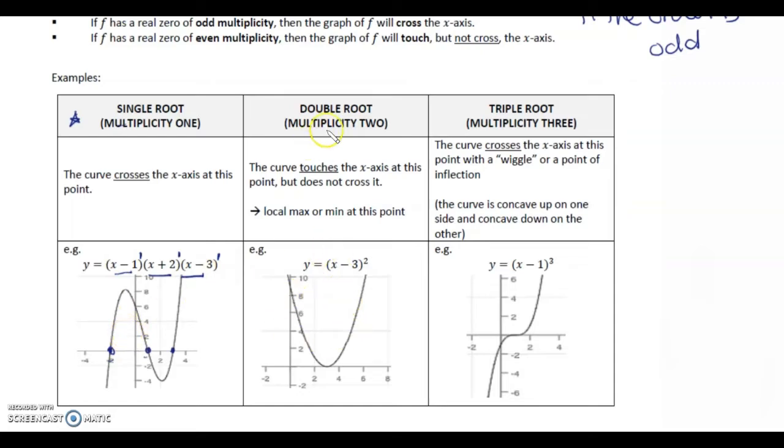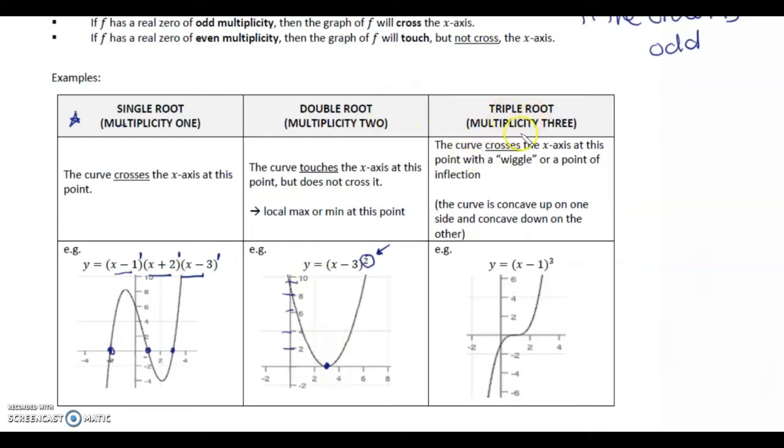Now, we have seen this one before, the double root or a multiplicity 2, order of 2. The curve touches the x-axis at a point but does not cross it, like x minus 3 squared. So this here shows us that it's order 2, and this is just a parabola, but we know that the vertex of this parabola lies right on the x-axis, and then it returns. For example, these are all positive y values. It returns to the positive side. This is a local max or min at this point, because we know that this is a turnaround point.